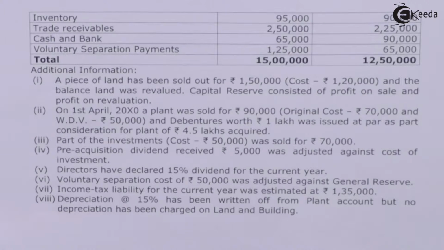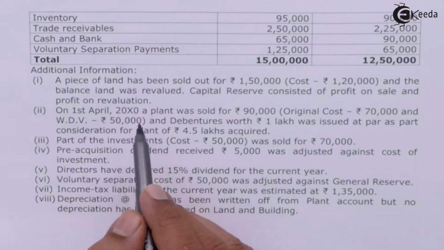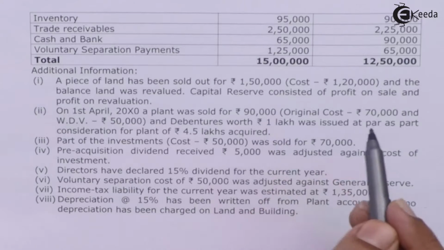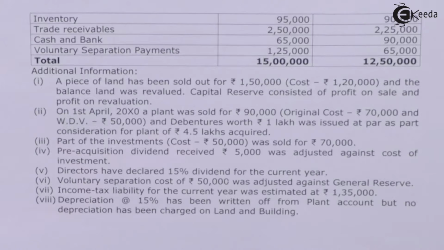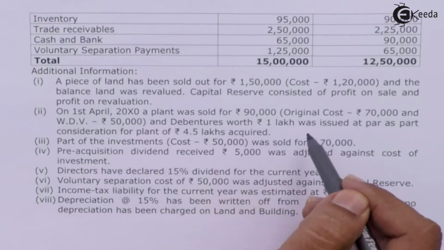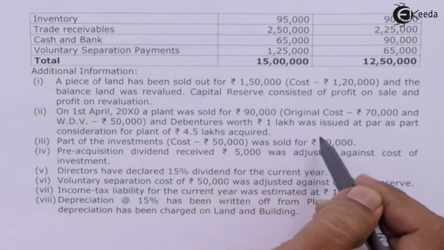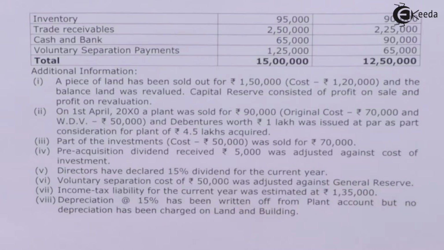Second information, let us read. On 1st April 20X0, that is at the beginning of the year, plant was sold for rupees 90,000 having an original cost of 70,000 and WDV 50,000. Right, to find out profit or loss, we will consider WDV, we will not consider original cost. And debentures worth rupees 1 lakh were issued as part consideration of the plant of rupees 4,50,000 acquired. So it has a connection with debentures also. So let us go ahead with preparation of plant account now.